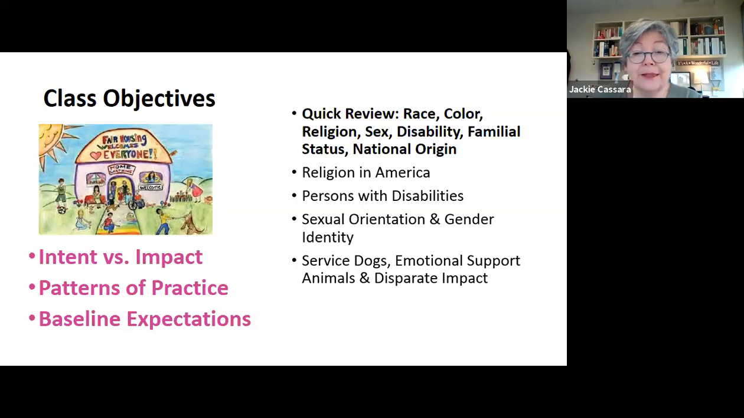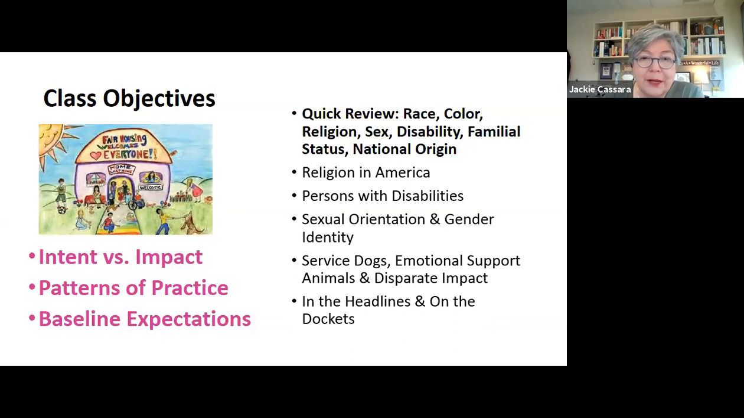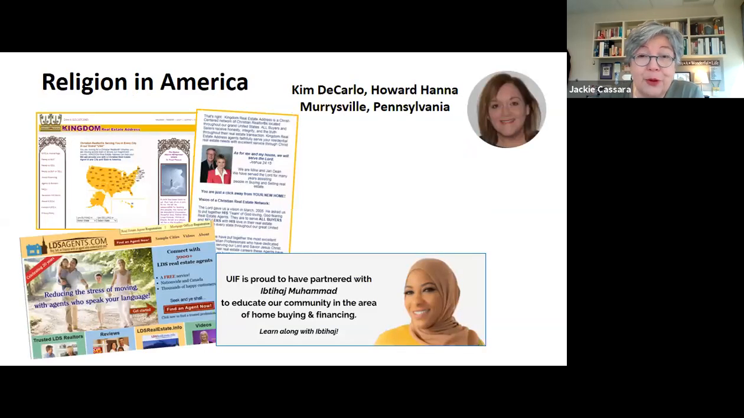And we'll talk about a concept called disparate impact, which of course means treating someone differently than other people are treated, and the specific reason that that's in the news these days. We'll talk about what is in the headlines and what's on the court dockets at pretty much every level of the judicial system within our country, because there are a lot of things that actually relate to fair housing in very specific and also very general ways. So that's today's agenda. And again, I thank you for being with us.